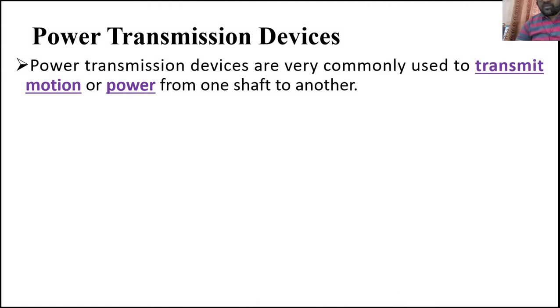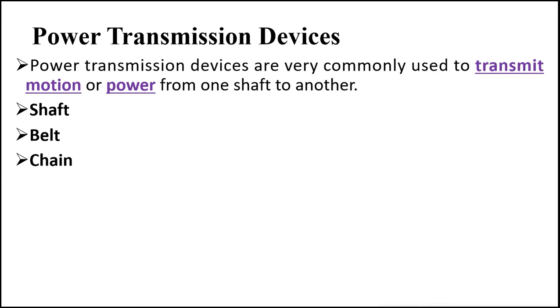So which are the different devices which can be used to transmit the power from one place to another place? Shaft is there, belt is there. You have seen the flour mill or sewing machines, where power is transmitted from a motor to your engine or from a motor to a machine. It is with the help of power transmission devices like belt.